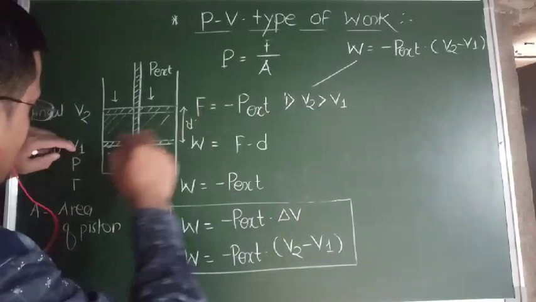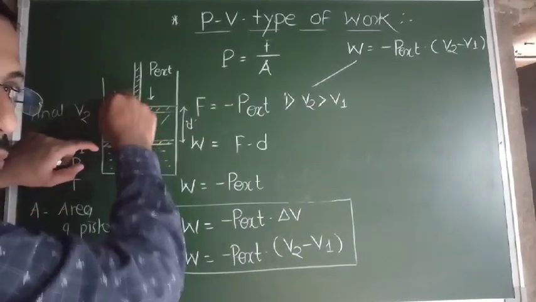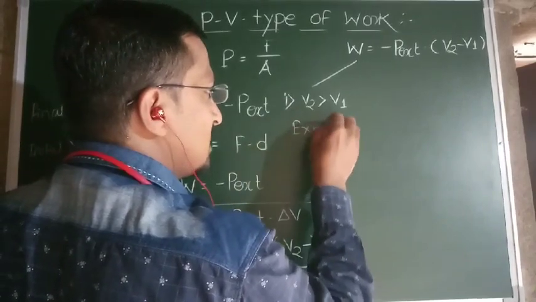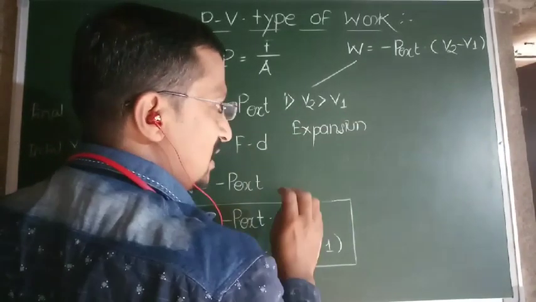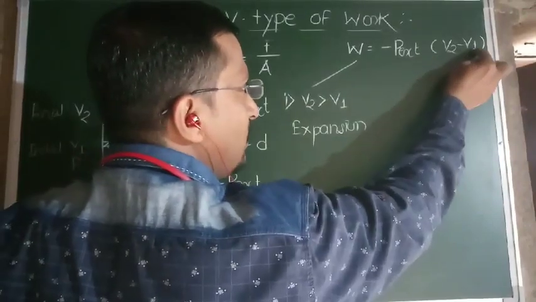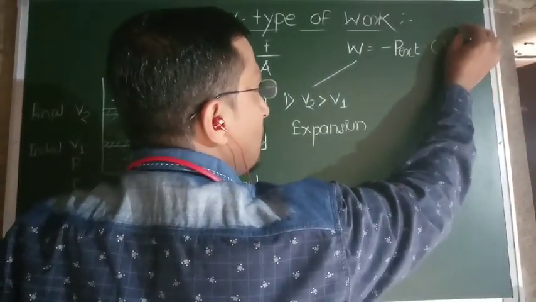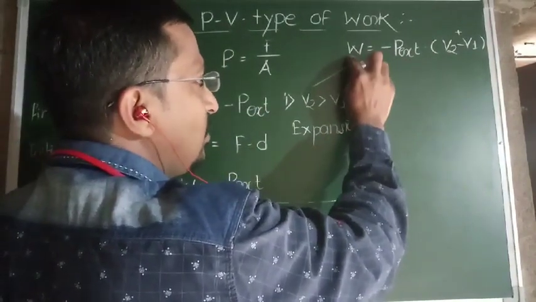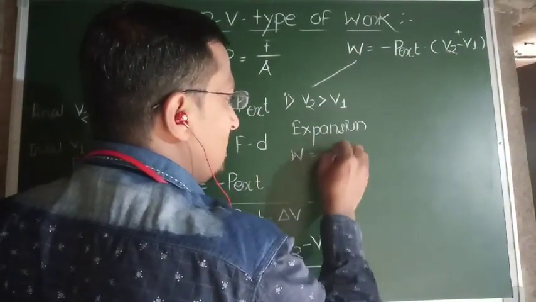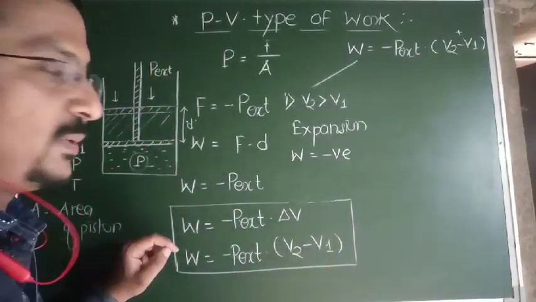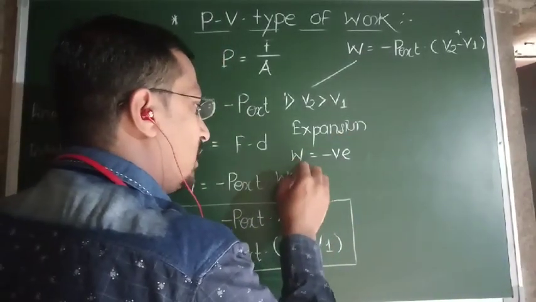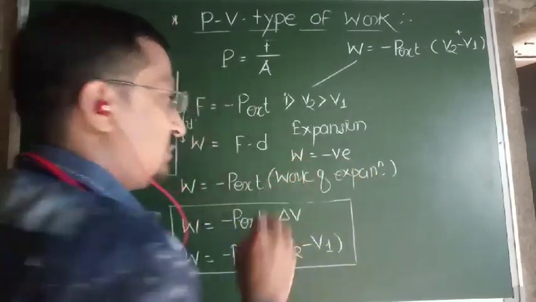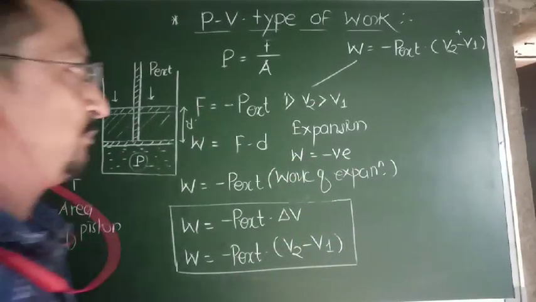In the sense, less volume to more volume means the gas undergoes expansion. There is an expansion of gas, isn't it? V2 is more than V1, in the sense this bracket comes out to be positive. So this minus sign is as it is given to W. That's why the sign of W becomes negative. And this type of work is called work of expansion.